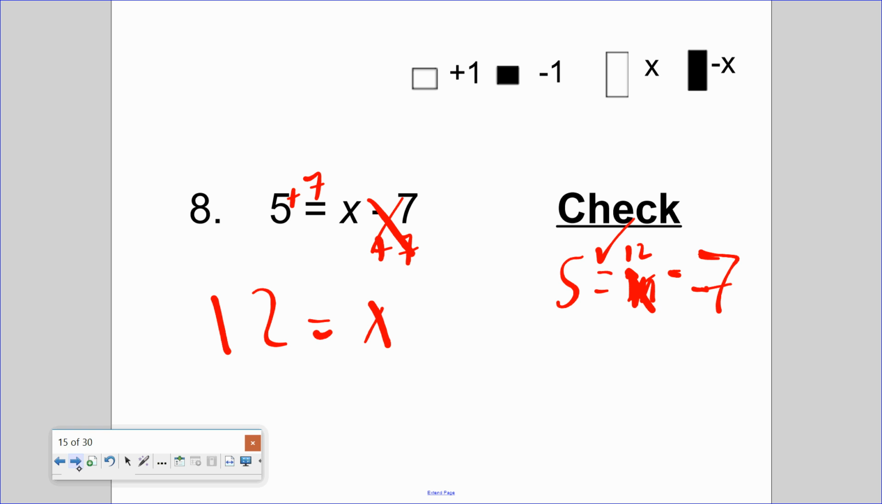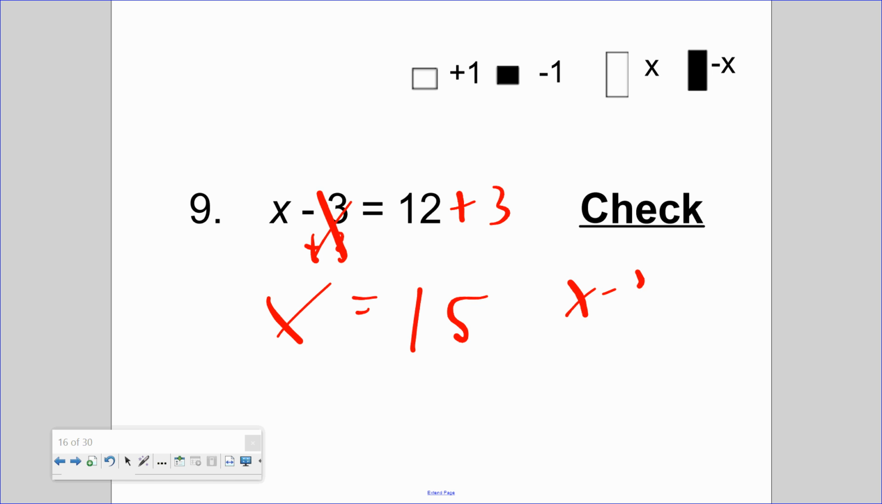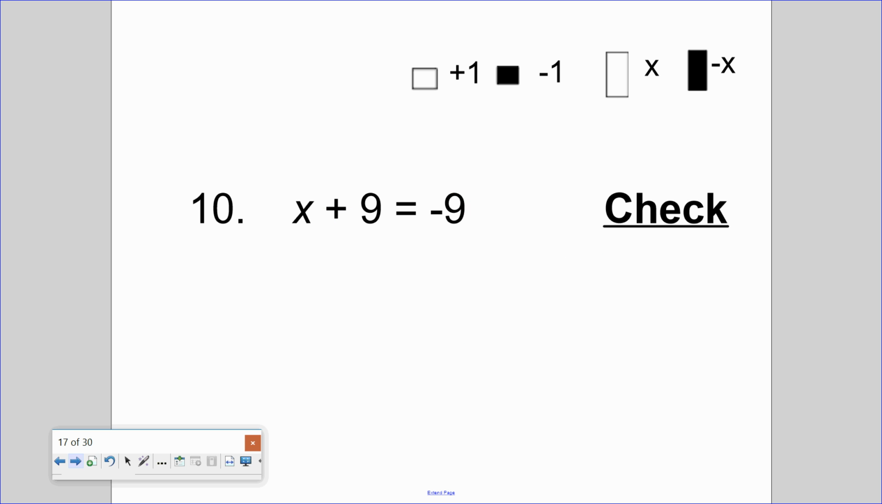Check mark. Number 9, I want to solve for x, isolate the variable x. In order to do that, what's the inverse operation of minus 3? Plus 3. So 12 plus 3 is 15. This equals 15. Let's check our work. I replace the x with 15. 15 minus 3 is 12. Check mark.